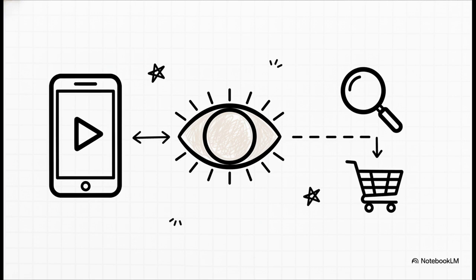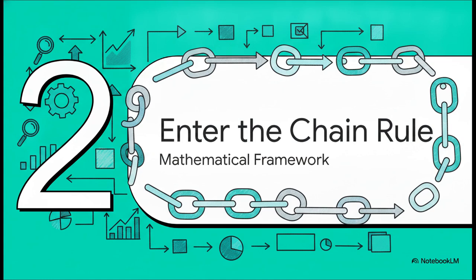Suddenly, ABC Limited was completely blind. They couldn't track their returns, and they had to figure out a way to justify this brand new marketing budget without relying on broken link tracking. Which brings us to our second point.